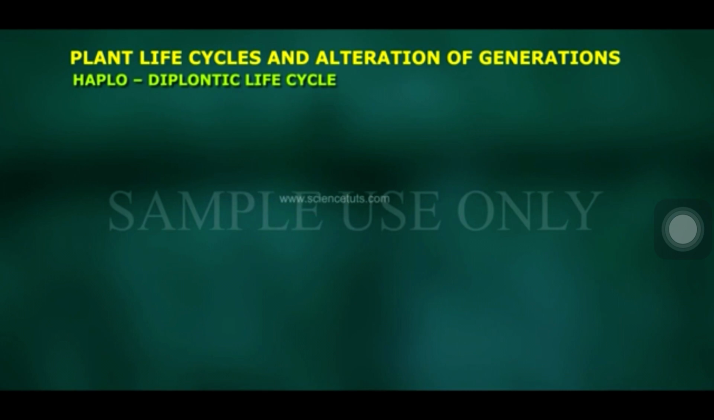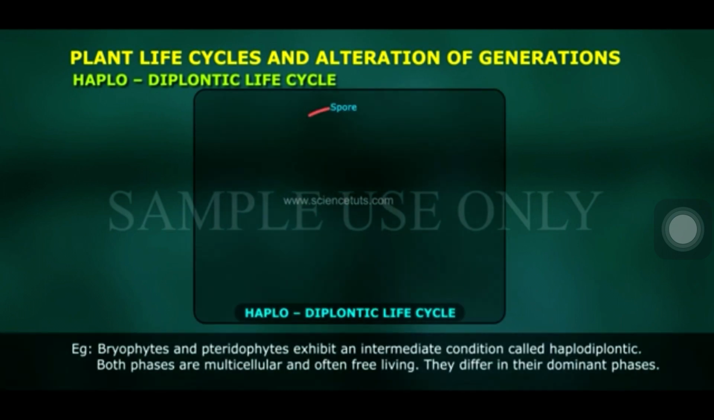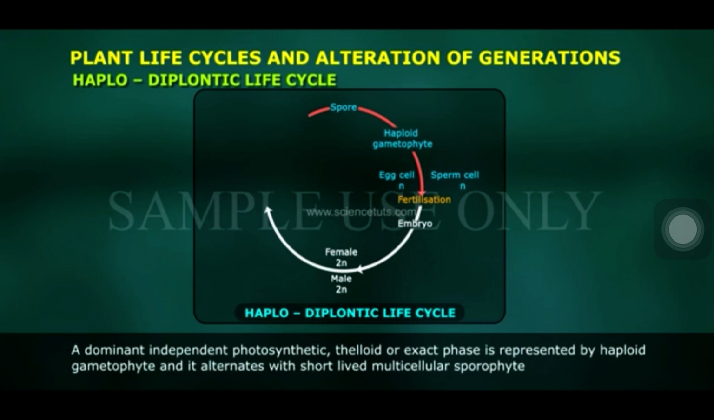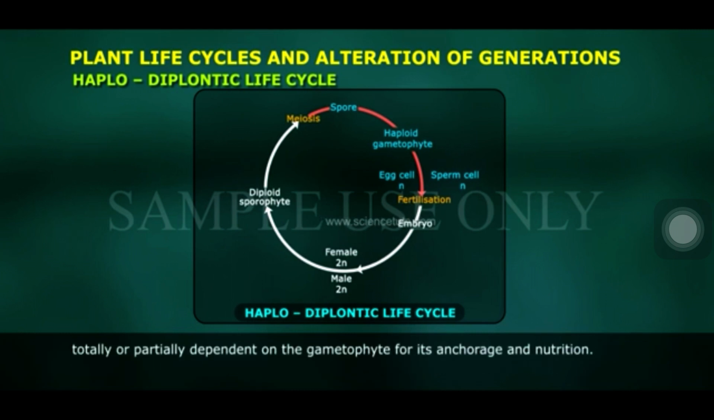3. Haplodiplontic life cycle. Bryophytes and pteridophytes exhibit an intermediate condition called haplodiplontic. Both phases are multicellular and often free-living. They differ in their dominant phases. A dominant, independent, photosynthetic, thalloid or erect phase is represented by the haploid gametophyte, and it alternates with a short-lived multicellular sporophyte totally or partially dependent on the gametophyte for its anchorage and nutrition.